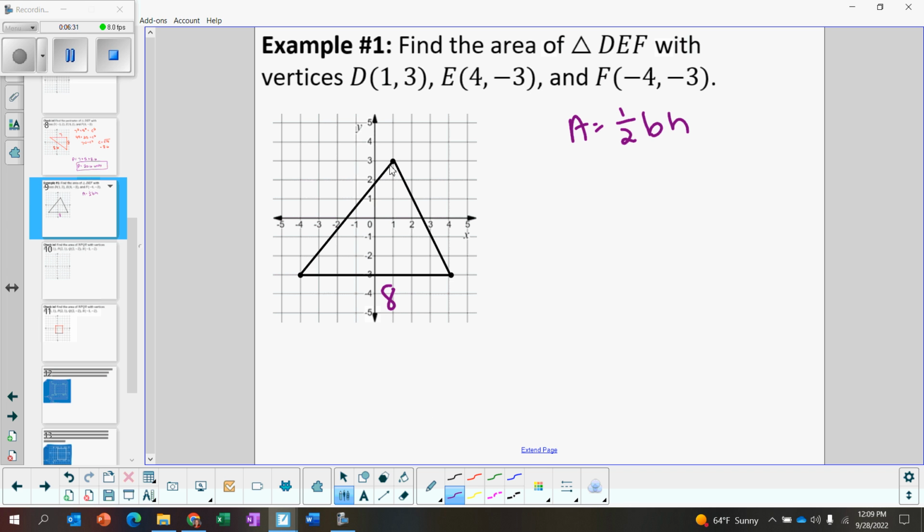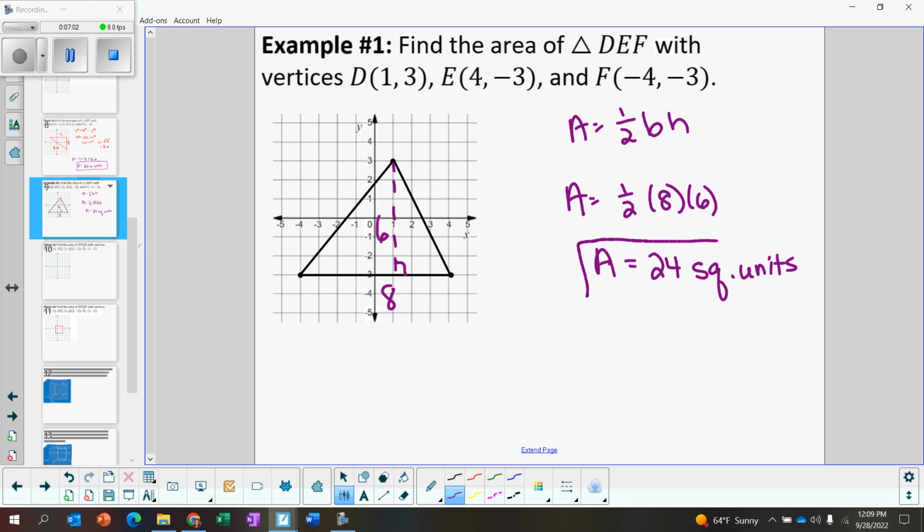And now my height, I'm going to have to make an imaginary line inside that goes straight down, right angle, and that is 1, 2, 3, 4, 5, 6 units there. So now I have my base and my height. So 1/2 times 8 times 6, so 48 times 1/2 is 24. And area always gets square units. So I don't know what units they use, so we'll just say square units.